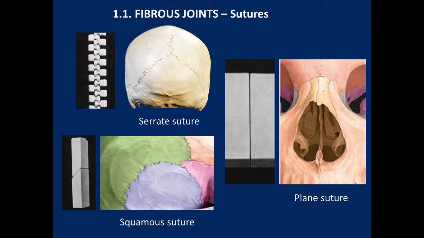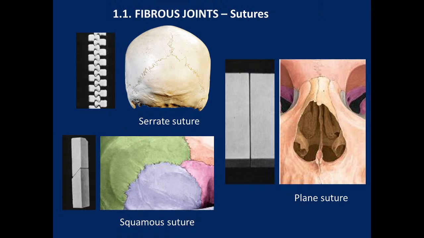Next picture is a picture with the sutures. A suture is a fibrous joint composed of a thin layer of dense, irregular connective tissue. Sutures are found only between bones of the skull. By shape, we distinguish three types of sutures.